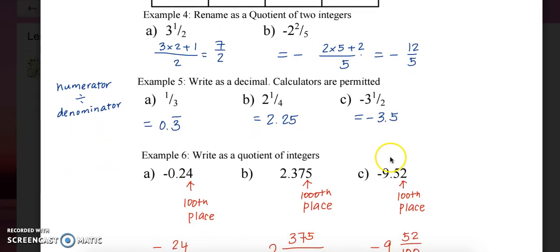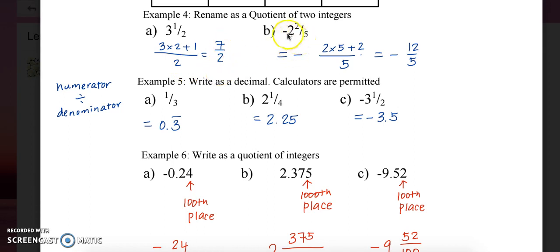And then rename as a quotient of two integers. So rational numbers can be written as a quotient of two integers. So when you have 3 and 1/2, the rule of thumb is how many halves are there? Well, there are 3 wholes that are divided by 2, so you double that. So you get 6 pieces plus 1 half, so that's 7 halves. So 7 over 2.